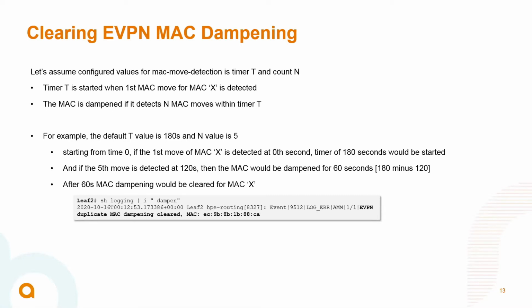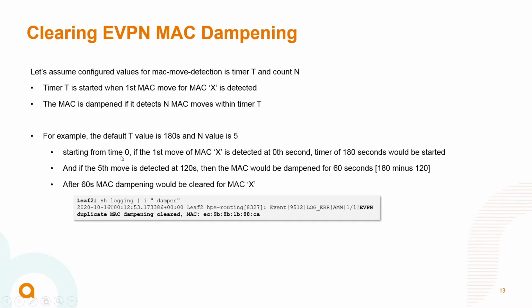So, as Daryl talked about detection of MAC dampening, how it is cleared is what I'm going to talk about. Let's assume that it's a time t, when the first MAC move has been detected for MAC X, and the configured values of MAC move detection are t and n. The MAC is dampened if it detects n MAC moves within timer t. For example, take t as 180 and n as 5, which are the default values of MAC move detection.